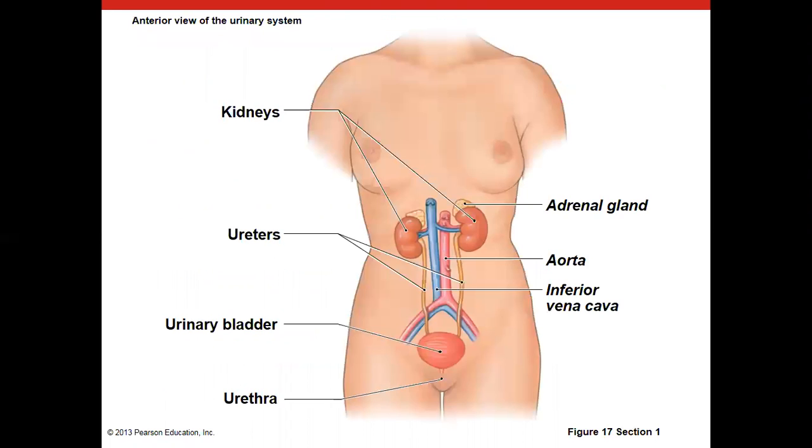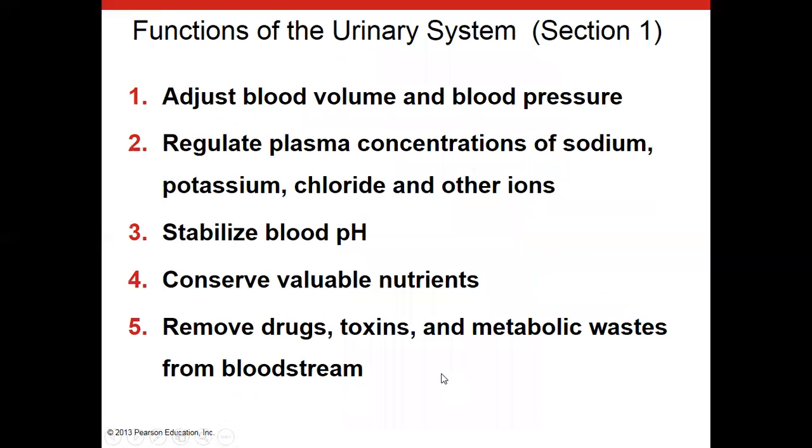And there's a figure of those structures all there. So here's your kidneys. The left one sits a little bit higher than the right one because the liver sits right here. And then the ureters are those long tubes that transport urine to the bladder, and the urethra is what is utilized to excrete it.